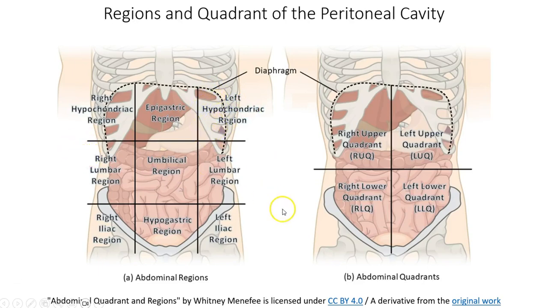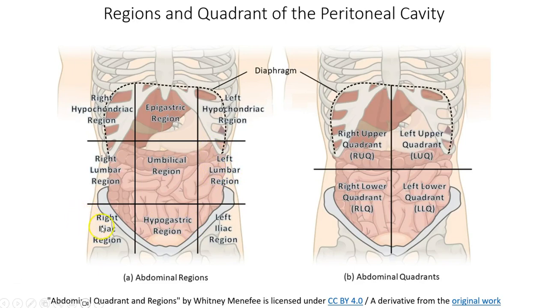And then running down the middle here, we have the right lumbar region, which, as you can see, includes primarily large intestine, a lot of the ascending colon here. The umbilical region is going to be located right around the belly button, and this is going to be a lot of the transverse colon and some of the small intestine. The left lumbar region is going to have a little bit more of both large and small intestine.